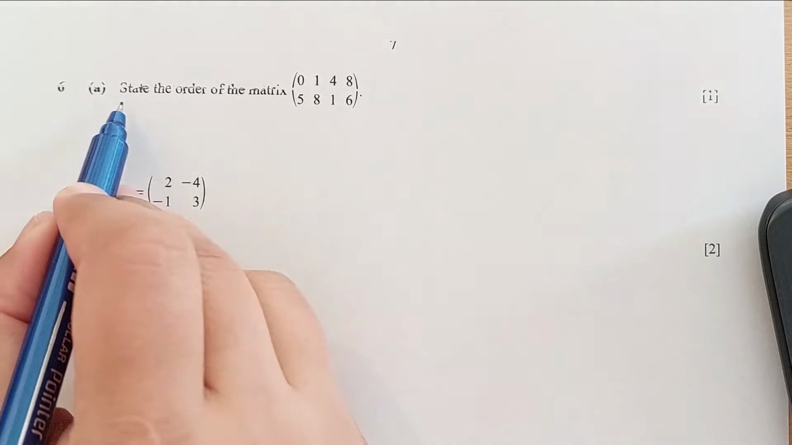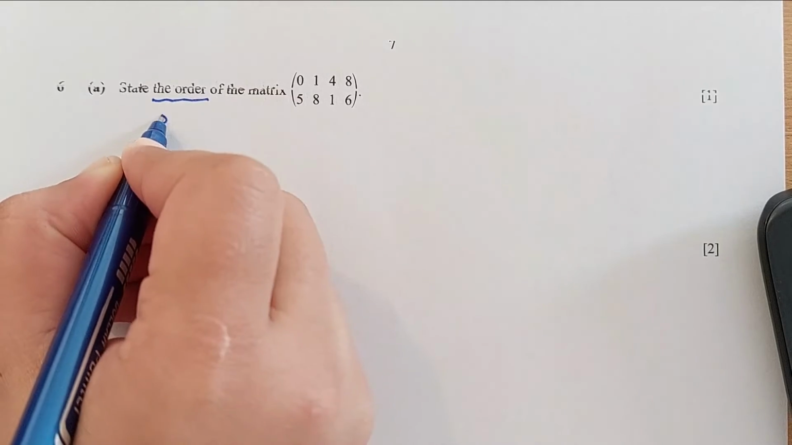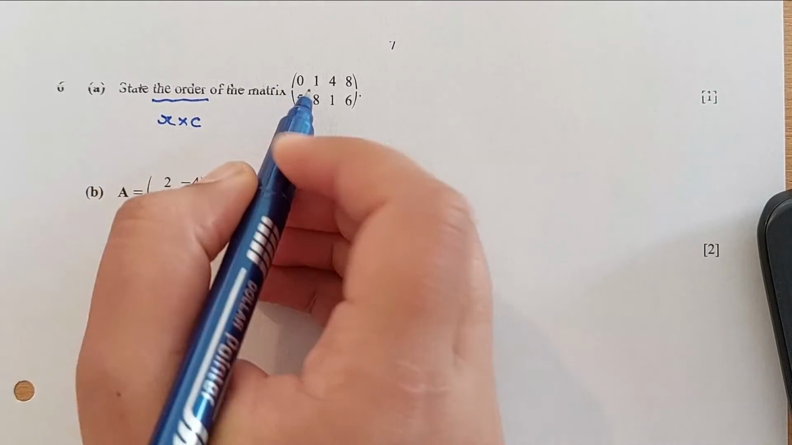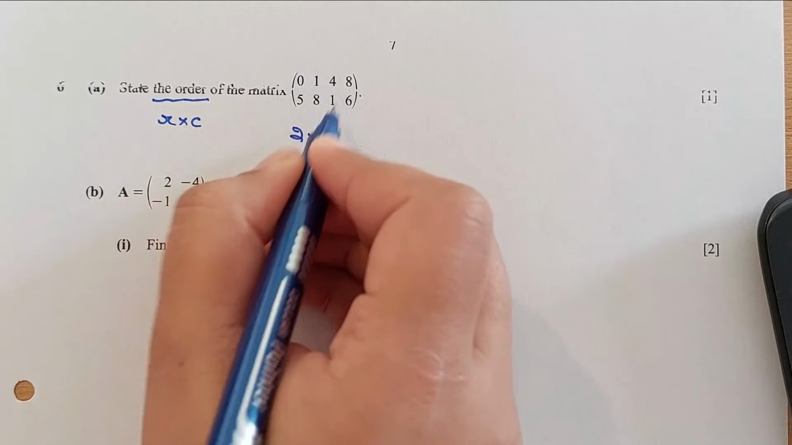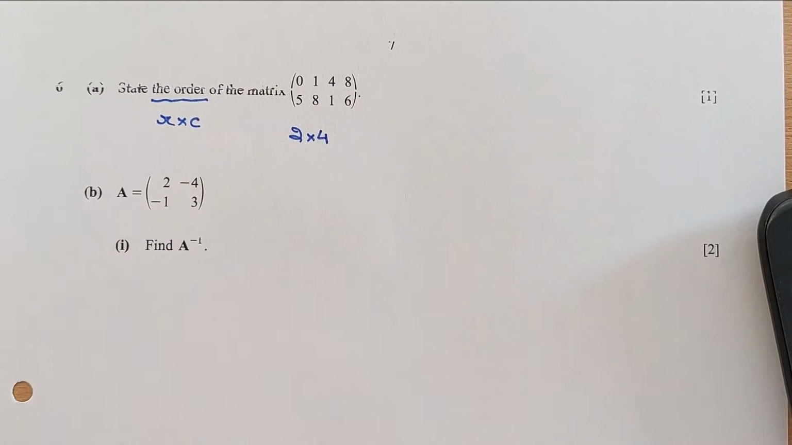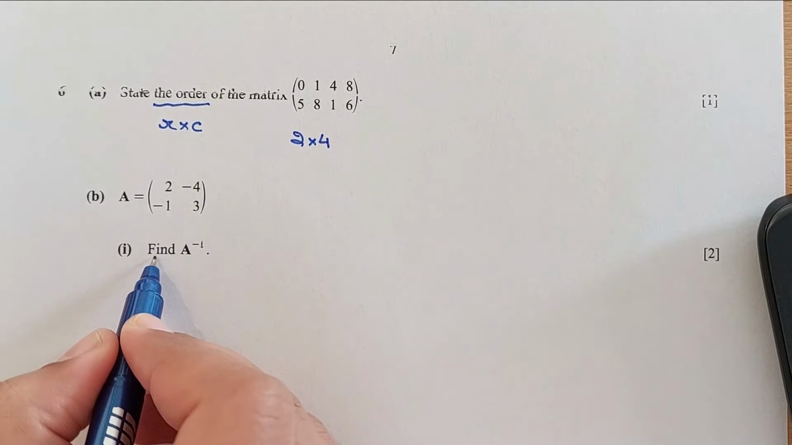Question number 6, part A, state the order of the matrix. So the order of the matrix is number of rows multiplied by number of columns. So how many rows? 1 and 2. So there are 2 rows times 1, 2, 3, 4 columns. So 2 by 4. Now for part B, we have a matrix. Number 1, find A inverse.